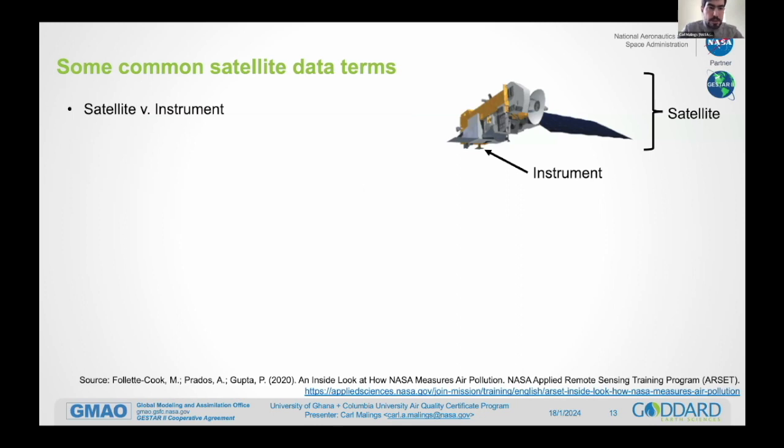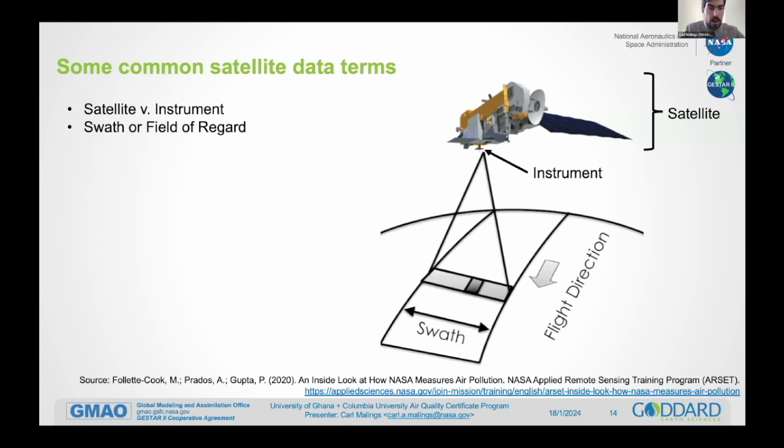Sometimes, and even I do this a lot, I use the terms satellite and instrument interchangeably, but really the satellite is the spacecraft and the instrument is mounted to the satellite. There could be multiple instruments mounted on the same satellite, and the same type of instrument might also be mounted on multiple satellites. So they're not necessarily the same thing, but sometimes we do use them interchangeably.